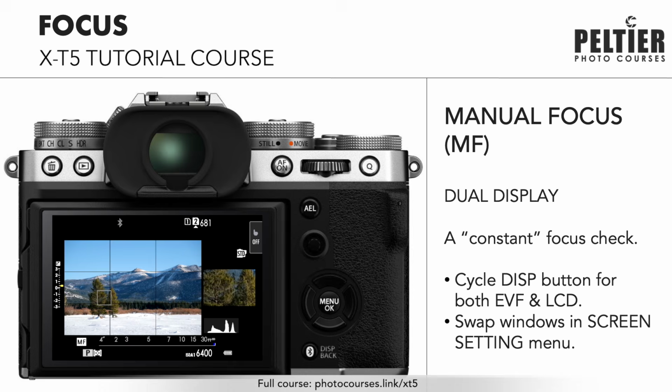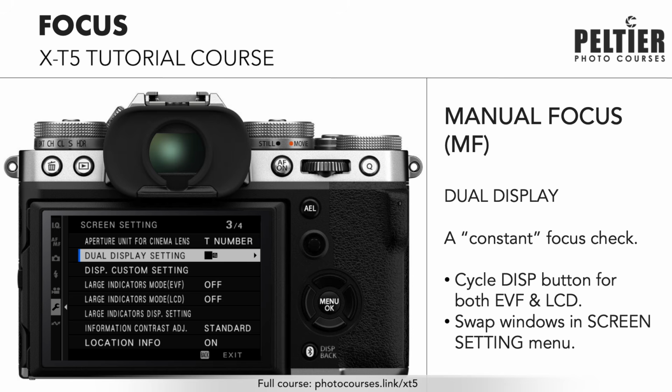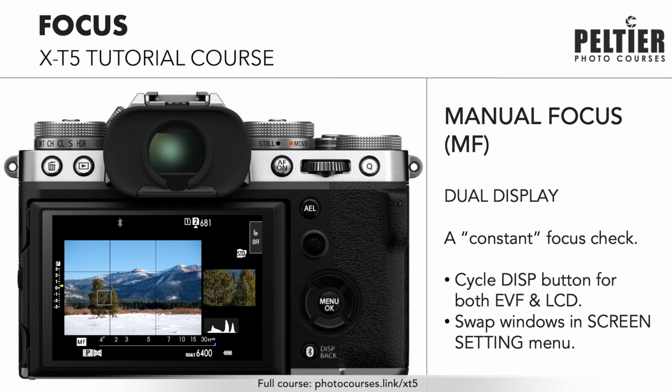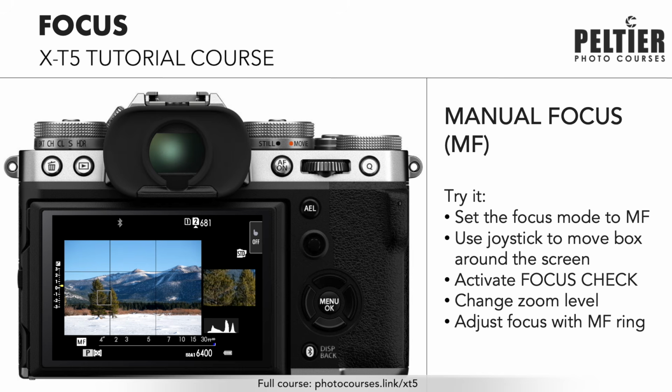In the screen setup menu, you can choose to have the large window show either your focus zoom or your entire composition. You can also use the rear command dial to change the magnification level and use the joystick to move the focus point, the zoom area, around the screen. You can set this for your electronic viewfinder and your LCD independent of one another. So go ahead and try this out for yourself.